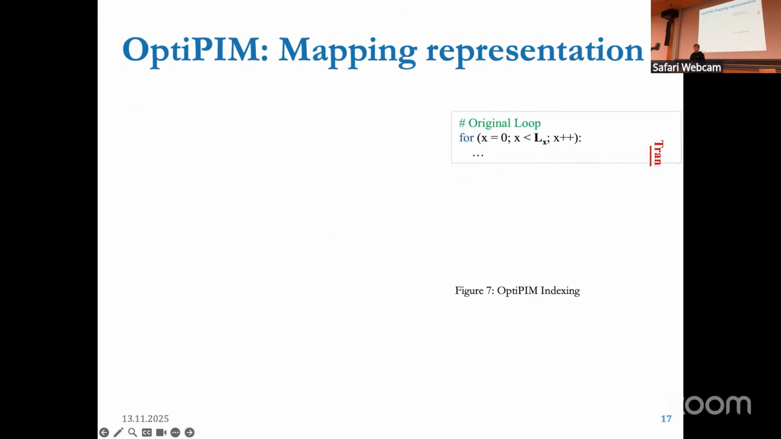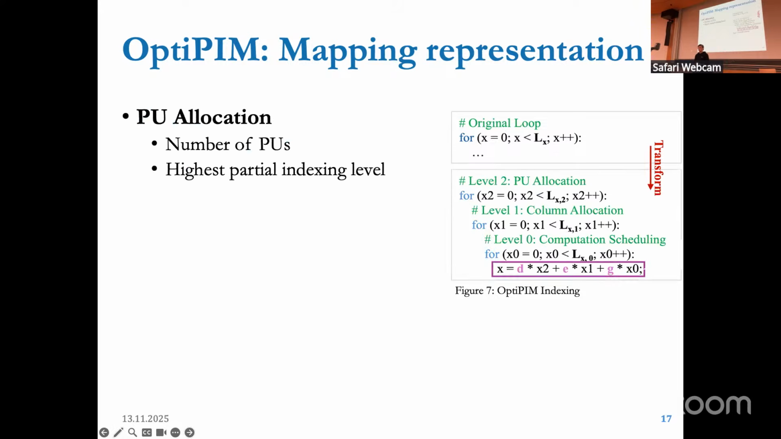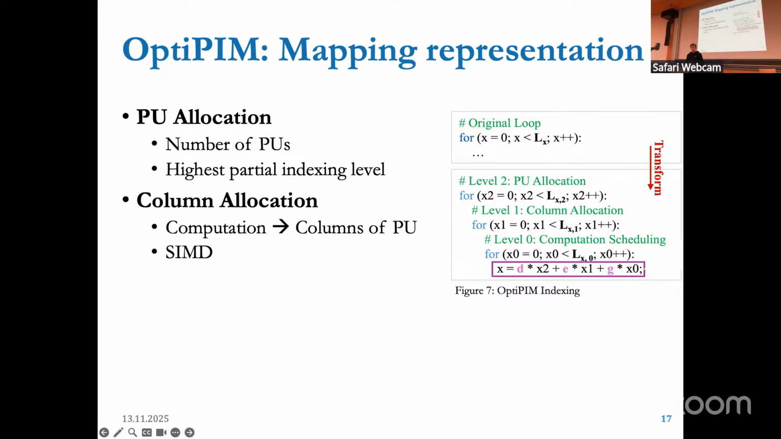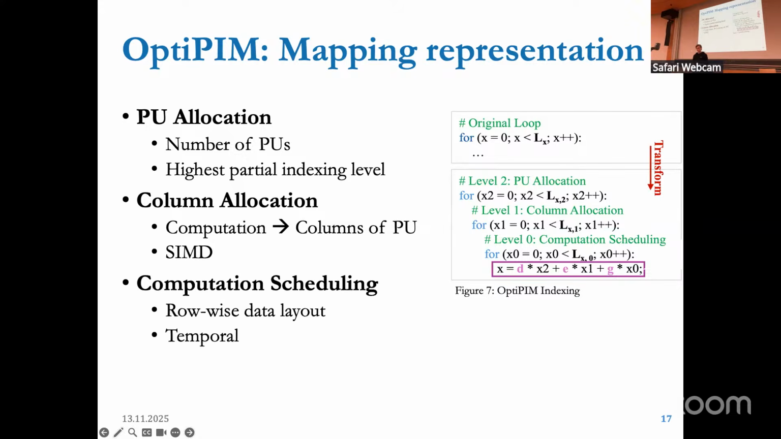So essentially, the problem that we're trying to solve is that given some loop, so here for some variable x, we try to split up this loop into multiple smaller loops, which we can then map onto our model. And the highest level of loops that we have are the processing memory unit allocations. So which computation and layout do we map to which processing memory unit? Then the second one we have is the column allocation. So which computation do we map to which column inside one processing memory unit? And this is the place where we also exploit SIMD.